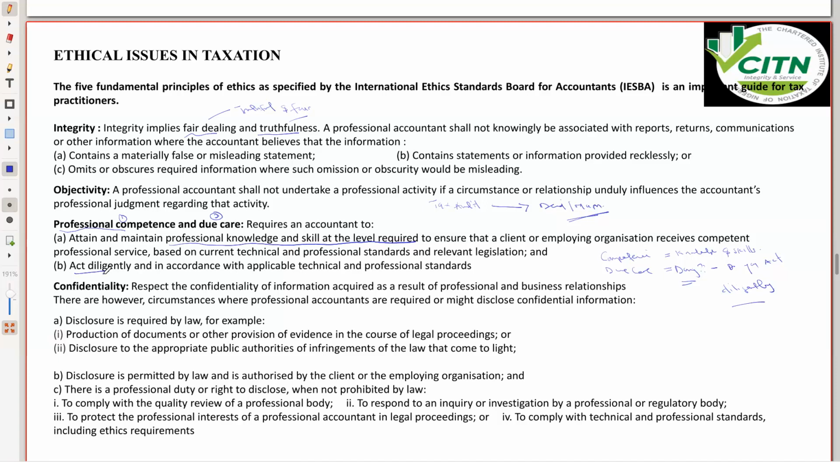A fourth principle is confidentiality. Tax practitioner, you're going to come across, you have access to a lot of information.